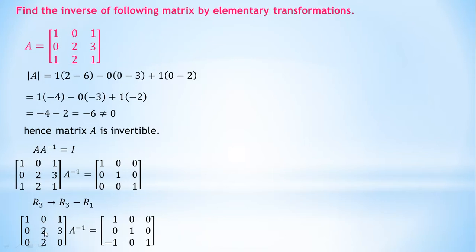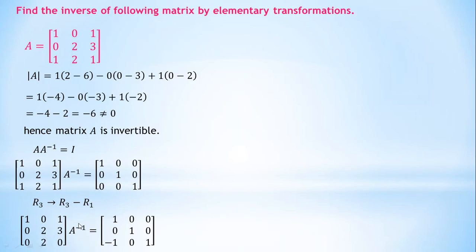Now we require 1 here. Our next procedure is to get 1 here in place of 2, which means we have to change row number 2. Either you can use row number 1 or row number 3 to get 1 here, but it is not possible if you observe. If you add or subtract multiples of the first row or third row, it is not possible because there is 2 here, and here also it is 2.